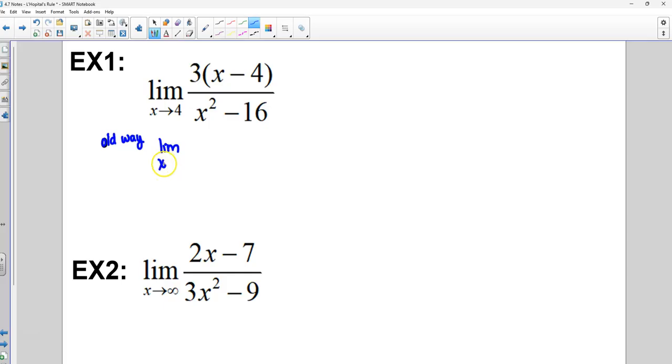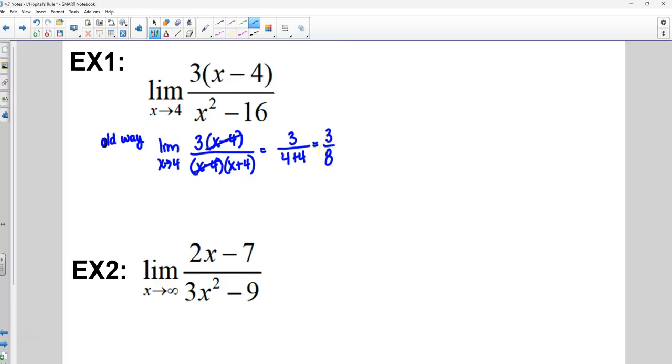Limit as x approaches 4 of 3 times x minus 4 over x minus 4 times x plus 4. Now what happens now that we have those factored? The x minus 4's cancel. You have a hole in the graph at that point, and holes don't matter for limits, right? You can have a hole at a limit. What do I do after that? Plug in 4, because now I'm not going to get 0 over 0. So I will have 3 over 4 plus 4, which will equal 3 over 8.